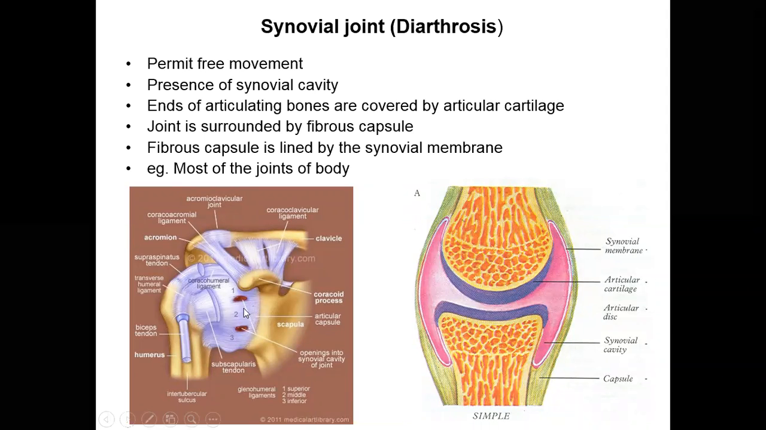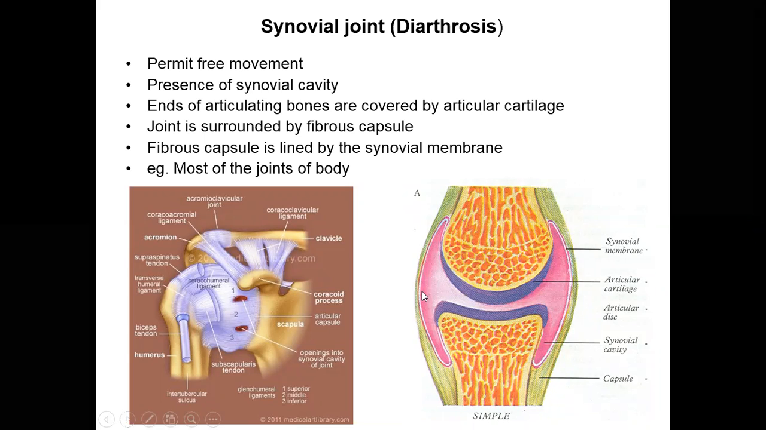Inner aspect of the fibrous capsule. So what you're seeing here is the periphery, outer aspect, inner aspect. There you have a lining of synovial membrane. So this is synovial cavity. Inside, this is a fibrous capsule, and inside that there is lining of synovial membrane. So synovial membrane is a membrane which is going to produce a fluid called synovial fluid, and that synovial fluid is going to line the joints, or it is going to fill the synovial cavity.